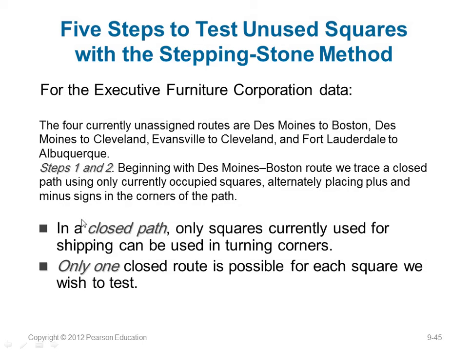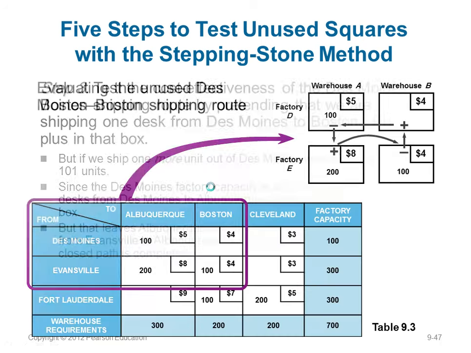What is important is you have to find a closed path. In the closed path, the starting point will be an unused cell. All the others should be used cells. And there is only one closed path for each square we want to test. So let's start with an example here.